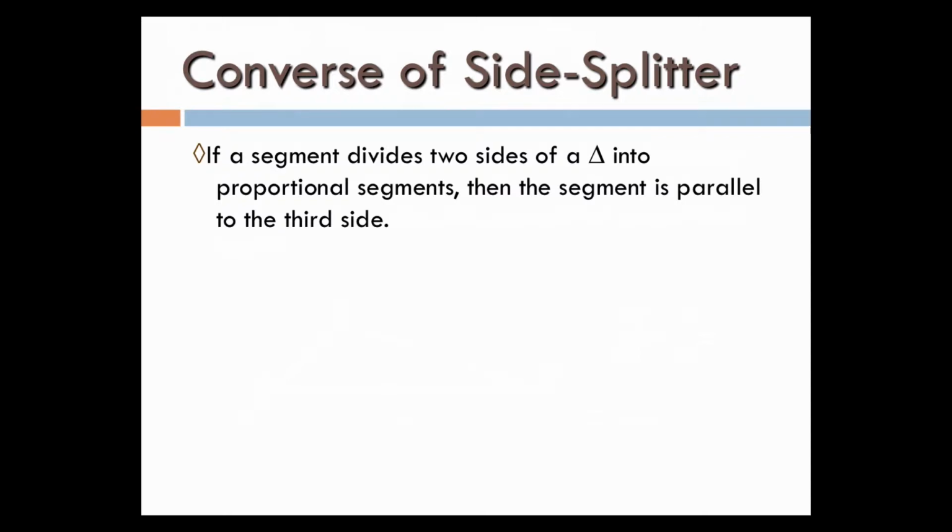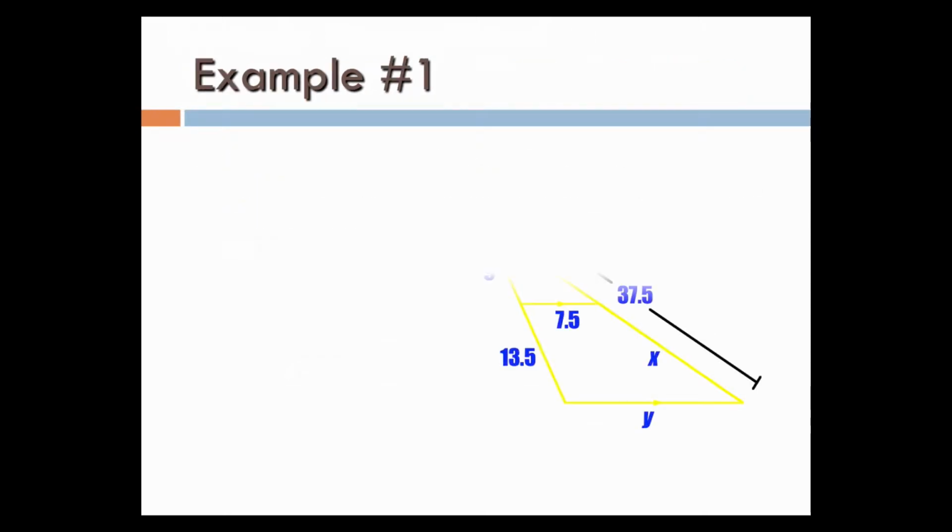All right, so let's see it in action now. Find the length of x. What was the proportion for it? Top over bottom equals top over bottom.